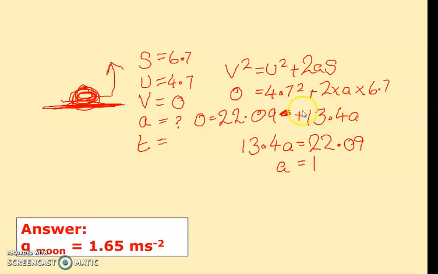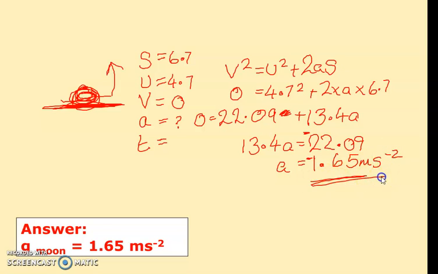Now, bear in mind, when I'd done this, actually, that should have been a minus sign. I ignored it because I knew what was coming, but really that's a minus sign. So if I just slide a minus sign in here, I get minus 1.65 meters per second squared.